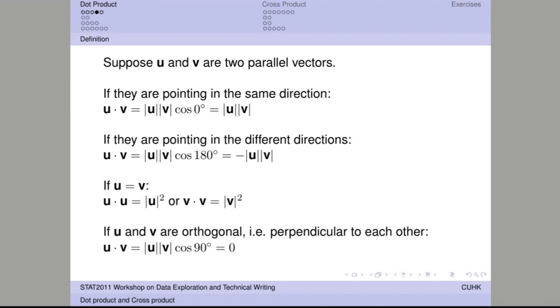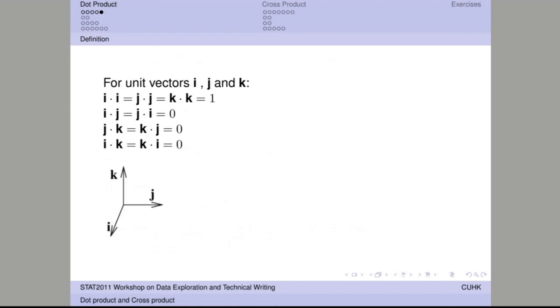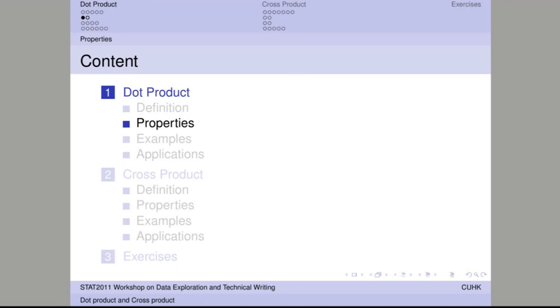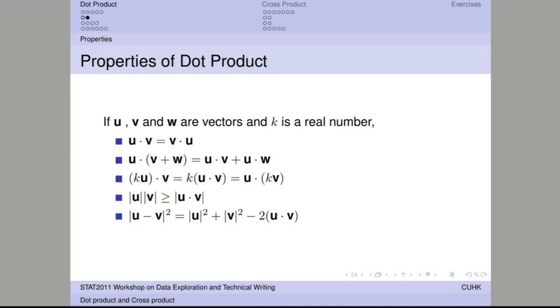If they are orthogonal, that is perpendicular to each other, their dot product must be 0. For unit vectors i, j, and k, the dot product of itself equals 1, while that of any pairs equals 0 because they are perpendicular to each other. Here are several properties of dot product. Note that u, v, and w are any vectors, and k is a real number.